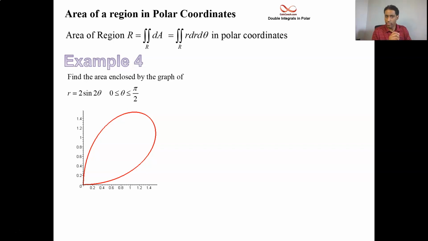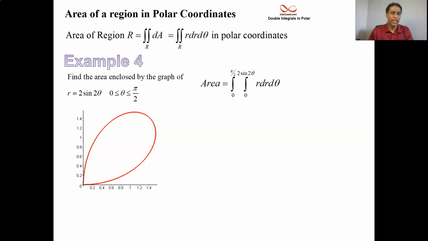You start at 0, r is 0. You go out to pi over 4, r is 2. And then you come back down to pi over 2, r is back down to being 0. And so we have the area being equal to the double integral from 0 to pi over 2, and then radiate outward from the origin. The lower limit is 0, the upper limit is our function. That'll be our area in polar. Integrating r dr d theta.